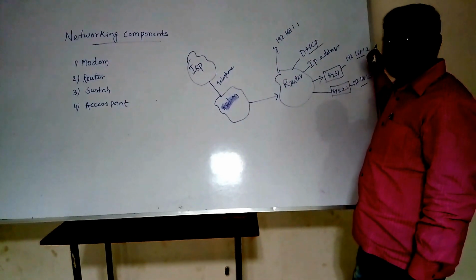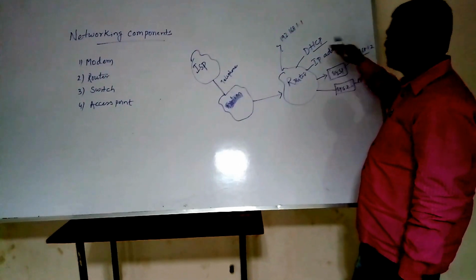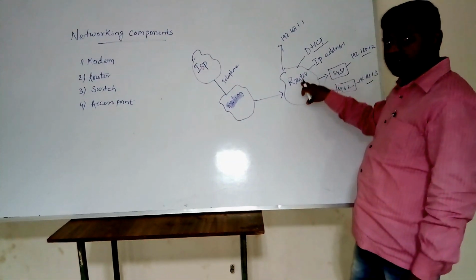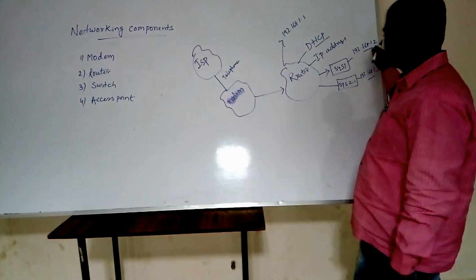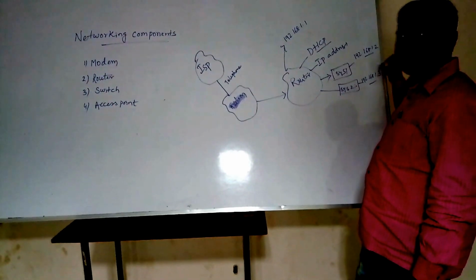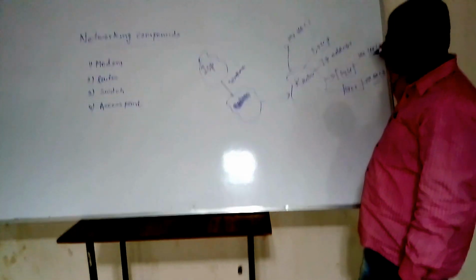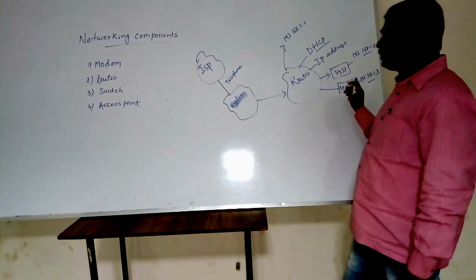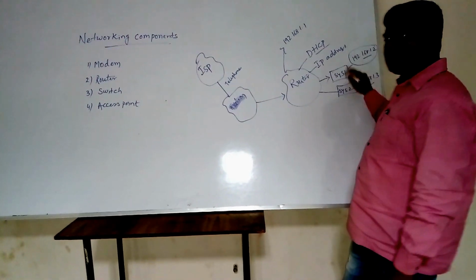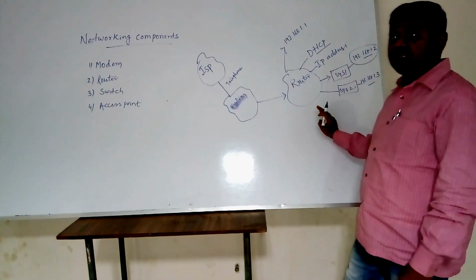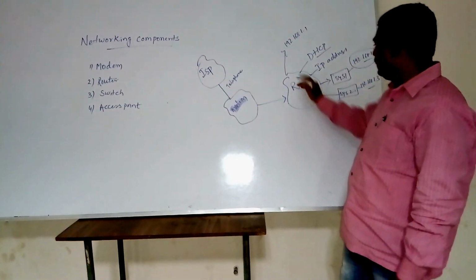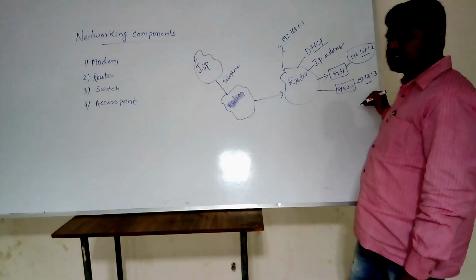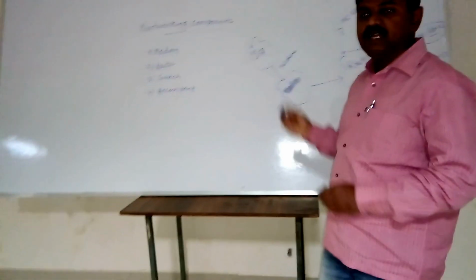So what does DHCP stand for? DHCP stands for Dynamic Host Configuration Protocol. This router automatically assigns this particular IP address. By using this IP address, we are going to connect to the internet. So this is the address of a system which is connected to the internet. The main function of the router is to assign the IP addresses for each and every system.